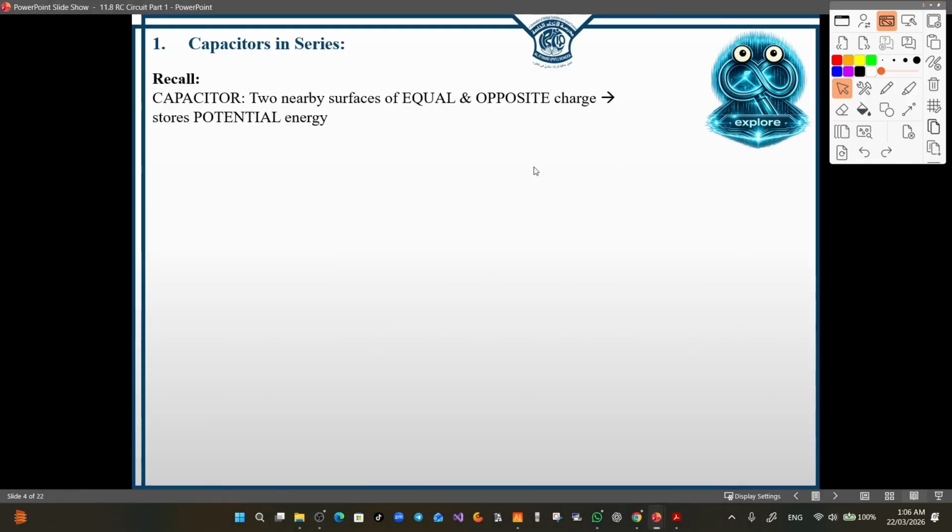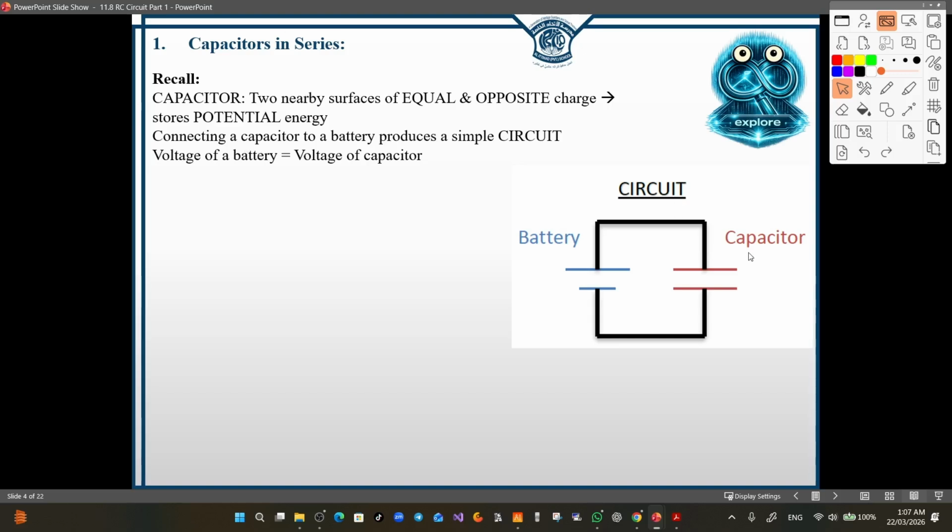Let's recall that a capacitor is two nearby surfaces of equal and opposite charge, and it has the ability to store energy. The form of this energy is electrical potential energy. Connecting a capacitor to a battery produces a simple circuit. Since the capacitor here is in parallel with the battery, having two terminals in common, the potential difference across the battery will be equal to the potential difference across the capacitor. The charge on the capacitor is defined to be the charge on the positive plate.